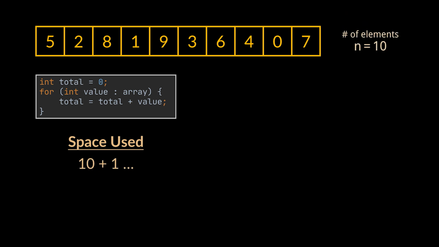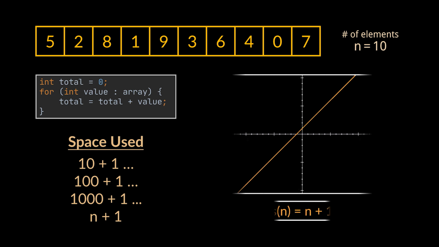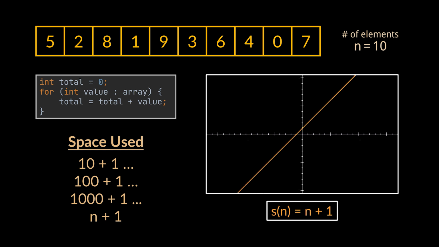In this example, n equals 10, so we reserve 10 slots in the memory for the array and one additional slot for the total integer used to store the sum we are calculating. But not all arrays in the world contain 10 elements only, hence a better representation of the space used would be in terms of n, or n plus 1 in this case. Plotting this function will result in the curve we see in front of us.